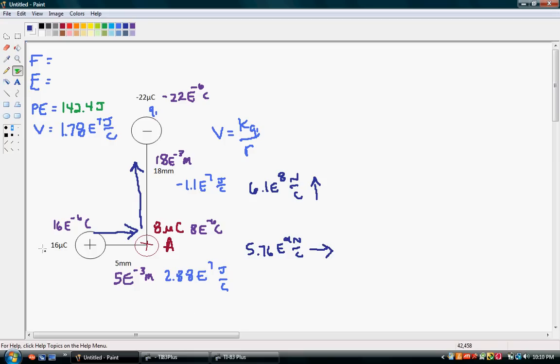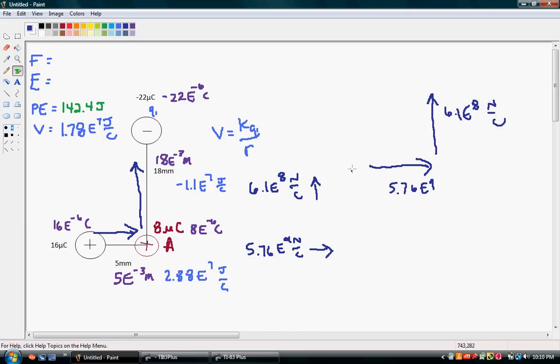Now notice that this 16 microcoulomb charge is smaller as far as the absolute value is concerned than the 22 microcoulomb charge, but that the electric field is much greater because this distance is much smaller. So essentially what we have is an electric field going to the right with 5.76 e to the 9th newtons per coulomb, and going up 6.1 e to the 8th newtons per coulomb.